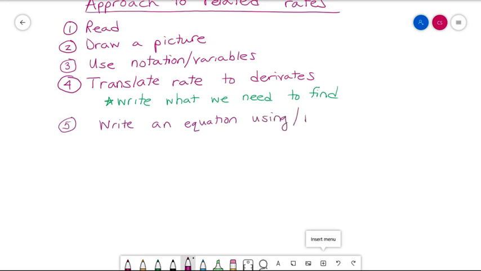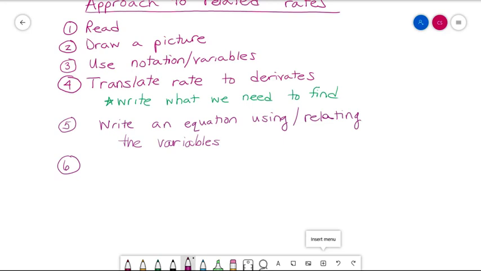Using and relating the variables. So in that previous example, we used the volume formula, right? Volume was related to the radius. Once we have an equation that relates the variables, remember we're interested in the rates of change.